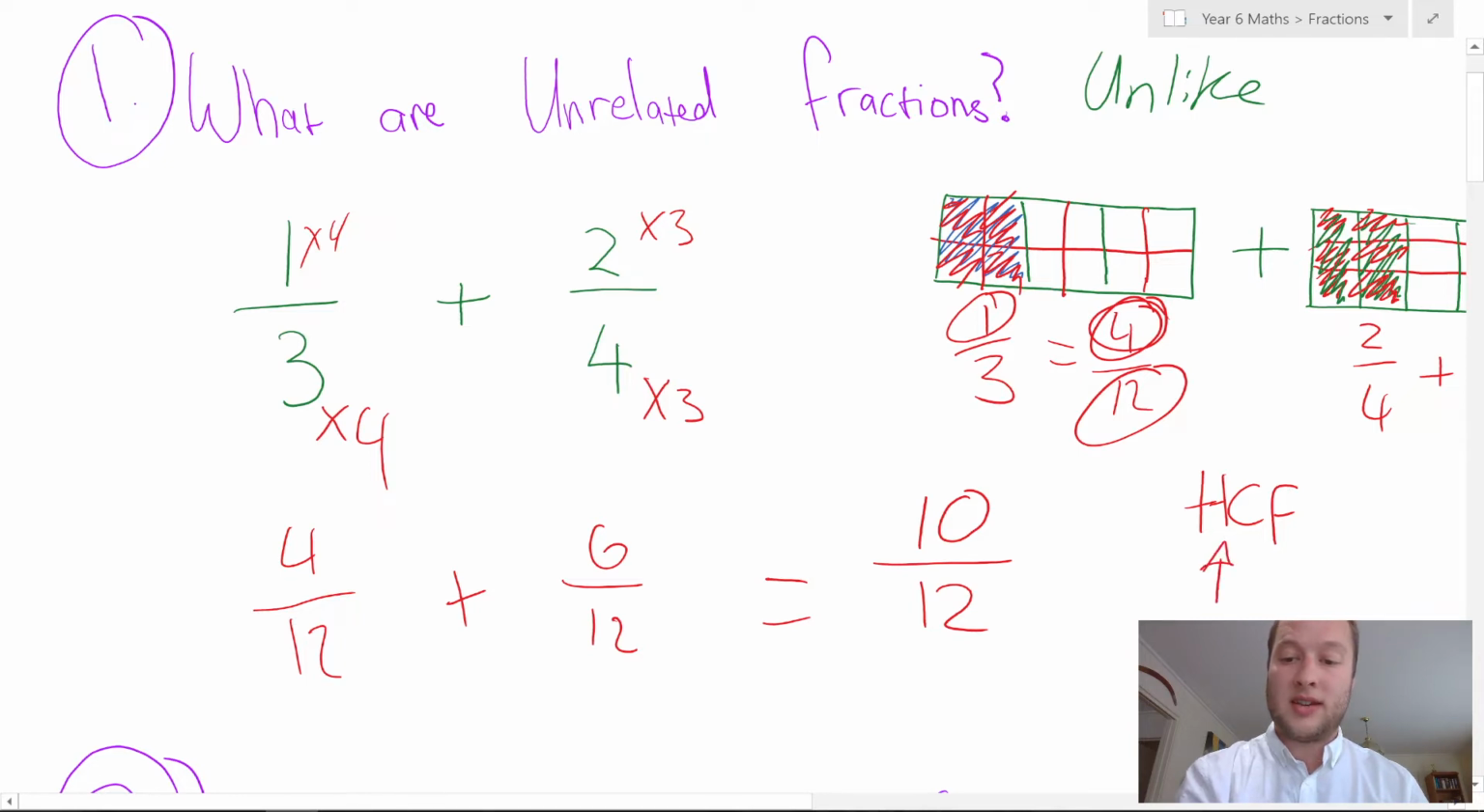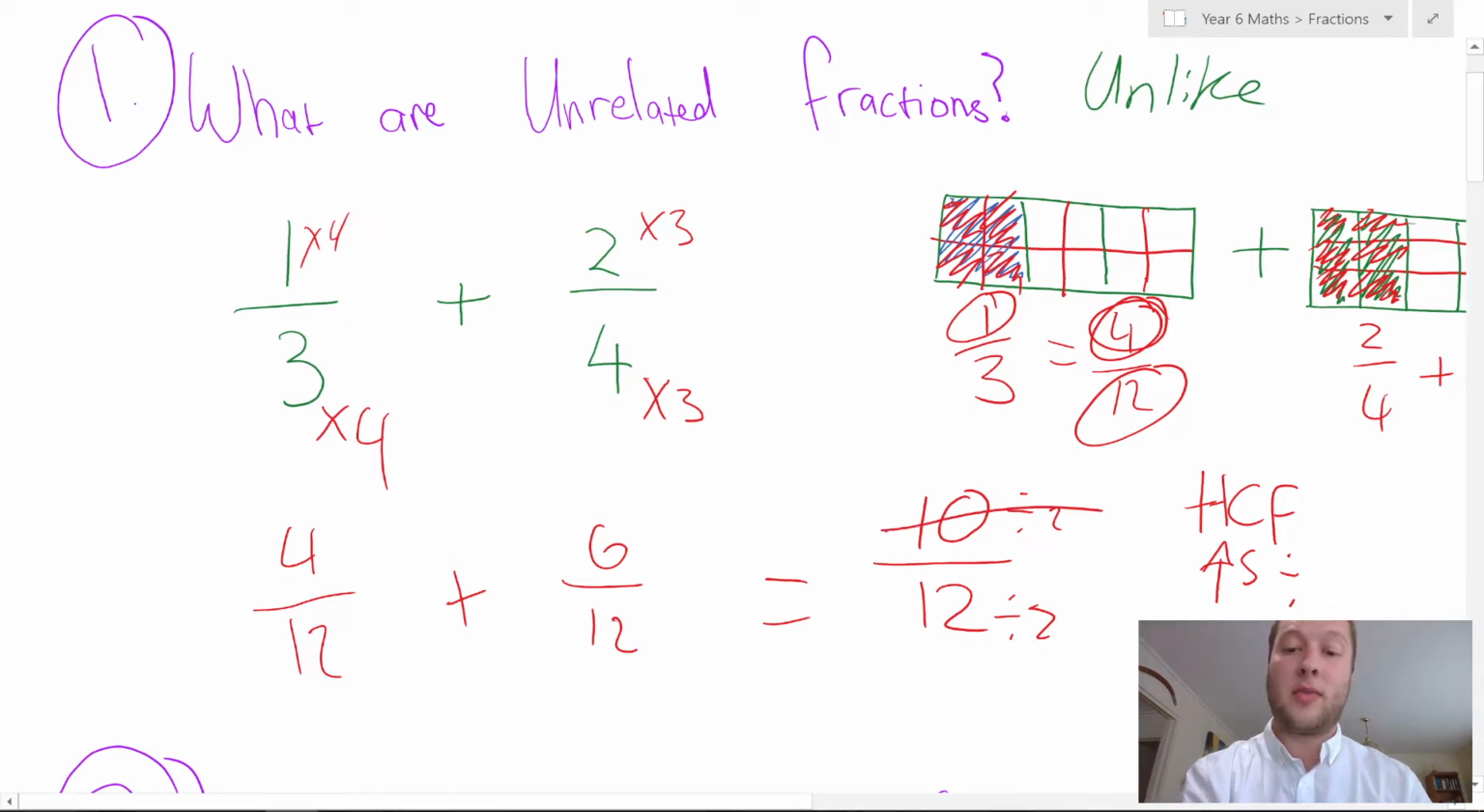Meaning the biggest thing they share. Common meaning they share it, and factor meaning what can we divide them both by that will be the same number. So the same number that can work is 2. 2 is the biggest number that can fit into 10 and 12. I couldn't pick 5 because 5 goes into 10, but 5 doesn't go into 12. So I need to find a common number, and it's going to be the biggest one I can find.